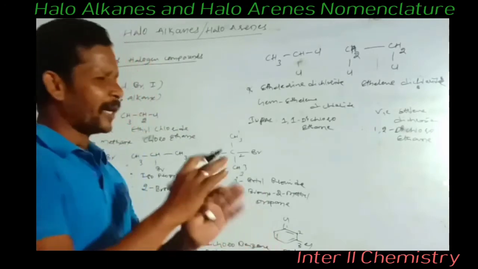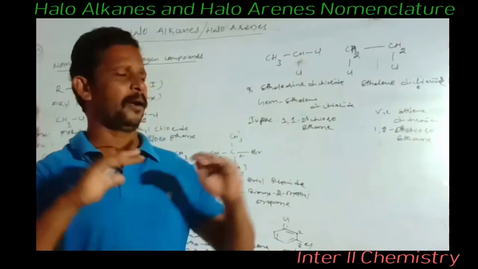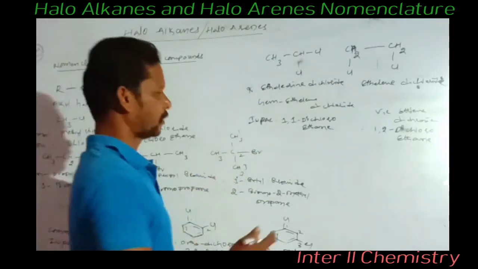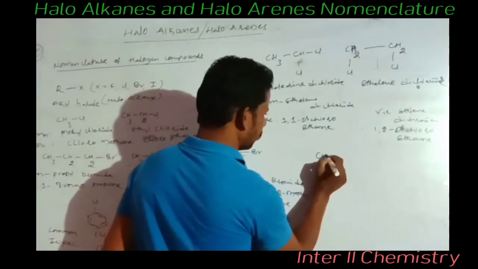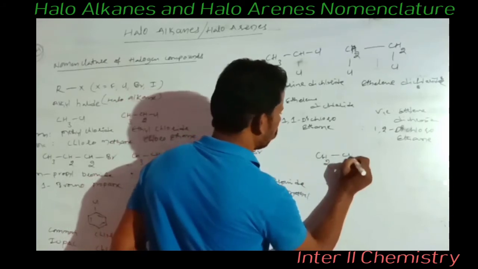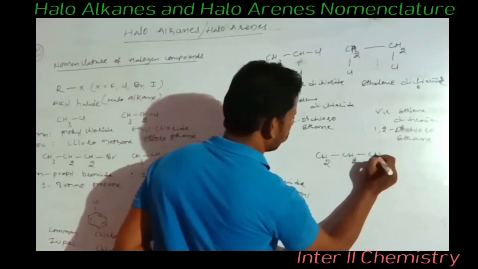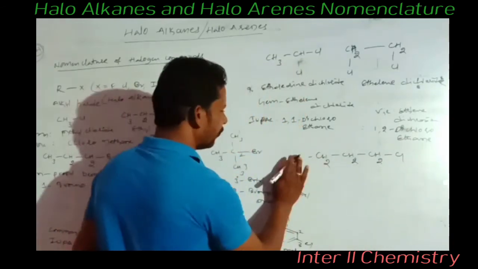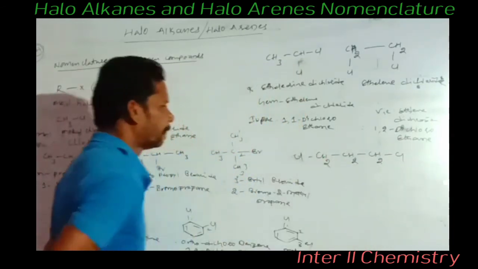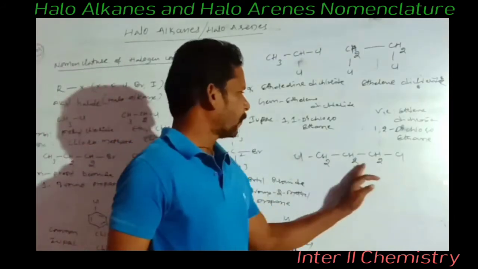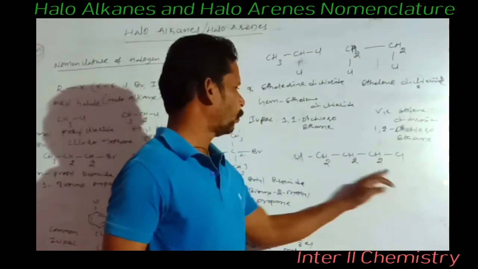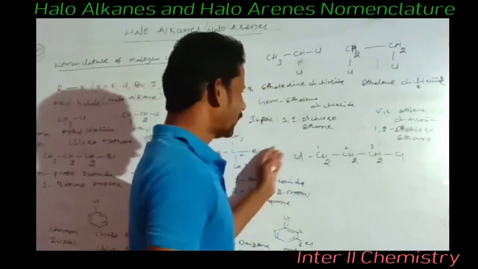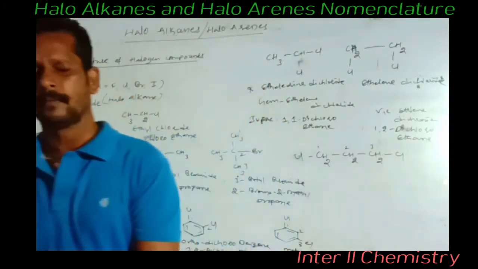If the two halogen atoms are on the last carbons, or end-of-chain carbons, for example I am writing CH2Cl and CH2Cl. What is the name of this compound? It is a propane derivative. So according to IUPAC nomenclature, we give 1,3-dichloropropane.